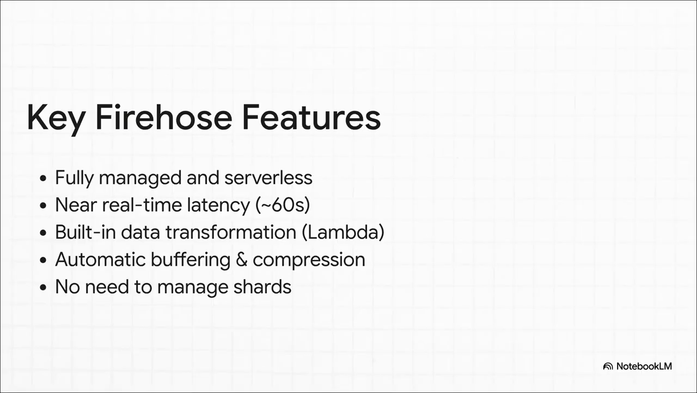The features that make Firehose so easy are what really set it apart. It's completely serverless, so no infrastructure for you to manage. It automatically handles all the boring stuff, buffering, compressing, and encrypting your data. Now notice the latency is near real time, about a minute or so. That's a key difference from the millisecond speed of Data Streams. It really is a set-it-and-forget-it kind of service.